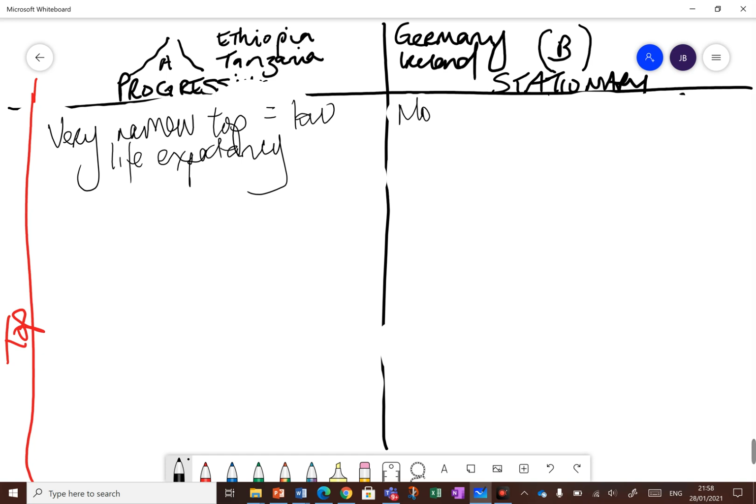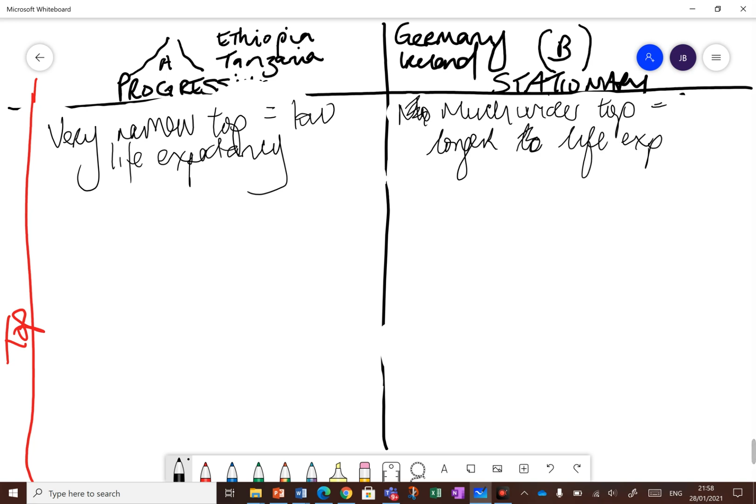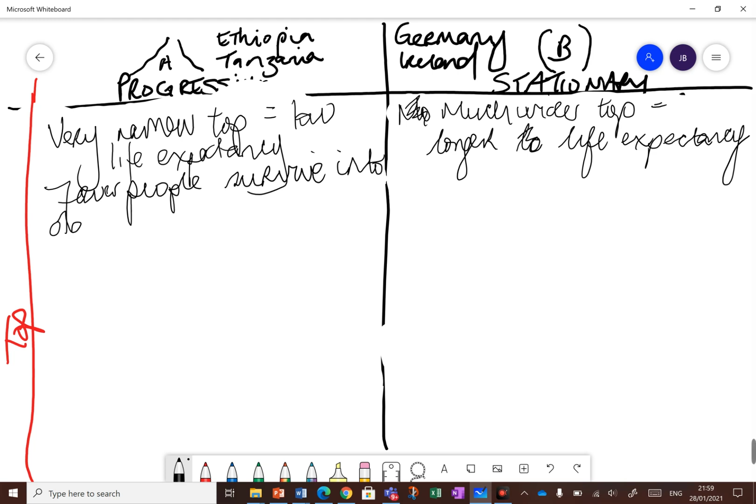Okay, much wider top, which is indicative of longer. It's not higher, it's longer. Should that be shorter life expectancy, higher life? I don't know. Longer life expectancy. Okay, so reasons why. Fewer people survive into old age.